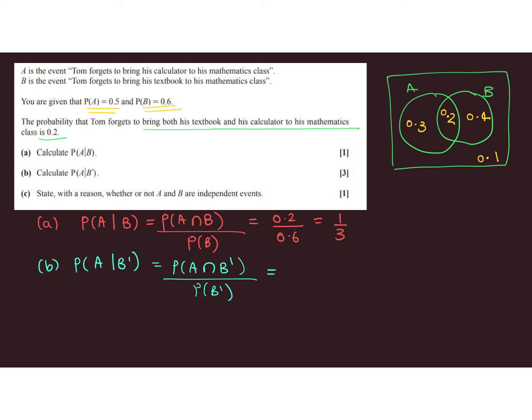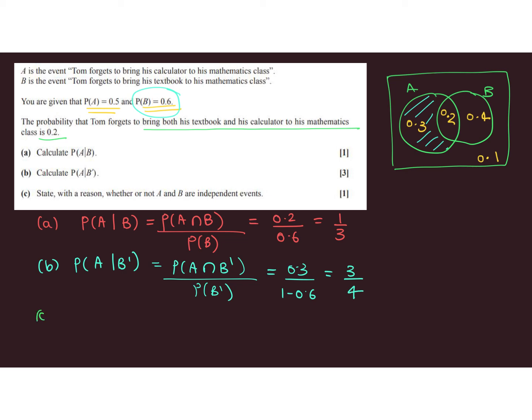The probability of A and not B is this region here, so that is 0.3. Now the probability of B not occurring is 1 take away the probability of B occurring, which is 0.4, so I get an answer of 3/4 at the end of this.